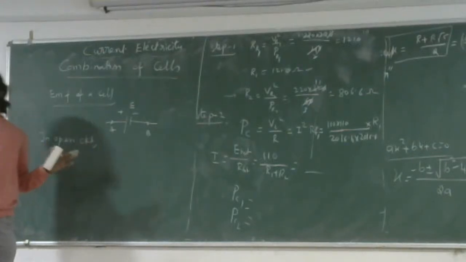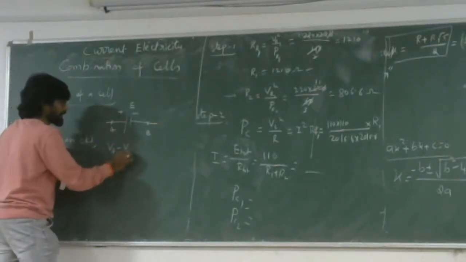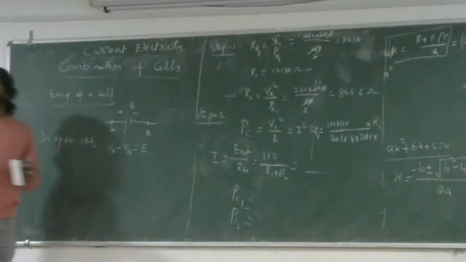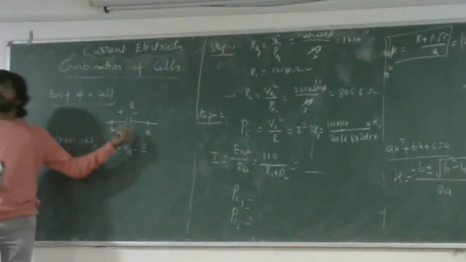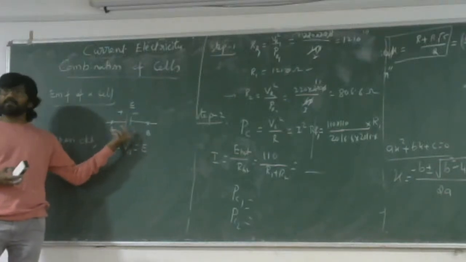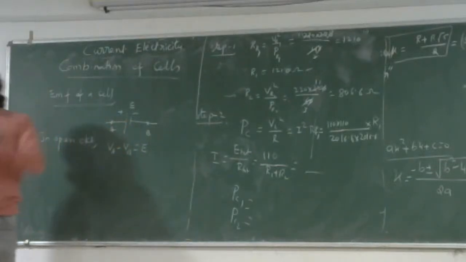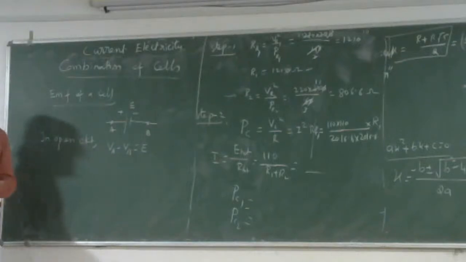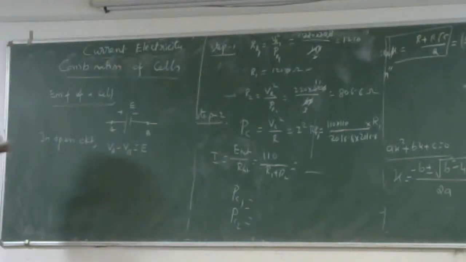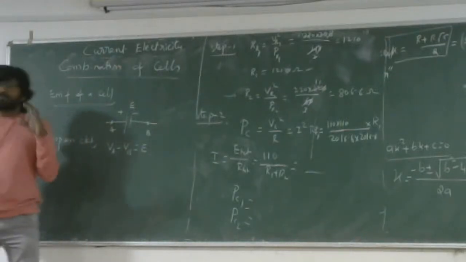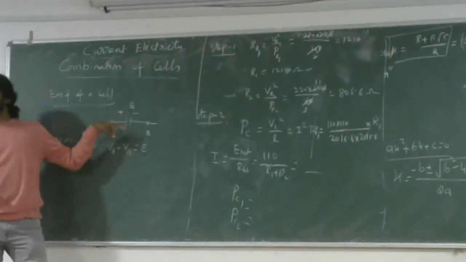We can define this in different ways. So in this case, you can say VA minus VB is equal to E. In open circuit, the terminal potential difference between the terminals of a cell is called EMF. So that is mathematically given by VA minus VB equal to E. It can be defined as, if it is connected in a circuit, the work done in moving a charge through the circuit once will also be called the EMF of a cell.